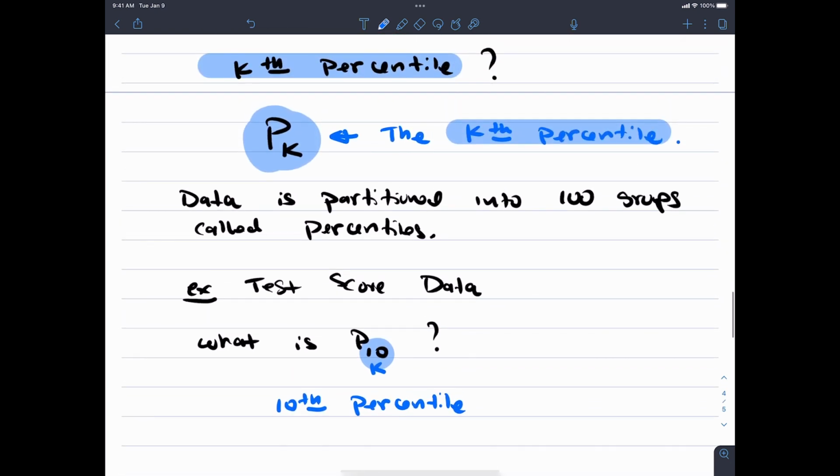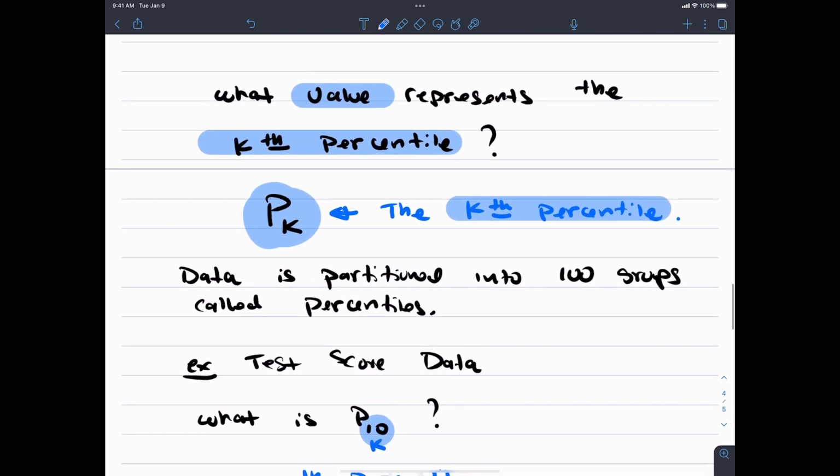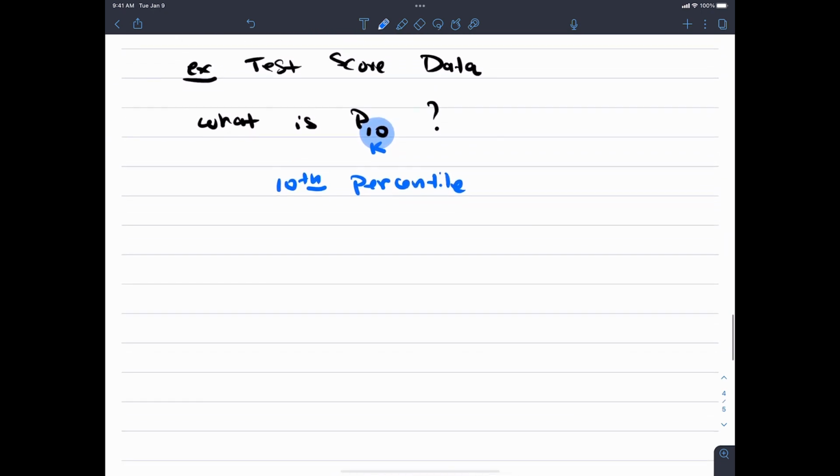So you're looking at the definition and its symbol. What value represents that 10th percentile for the test score data? In order to find that number, we have to work backwards, or I should say, we're going to use a procedure. Remember I asked you guys, what's the hardest part of statistics? Language and process. Process is following a procedure. It's like a recipe.